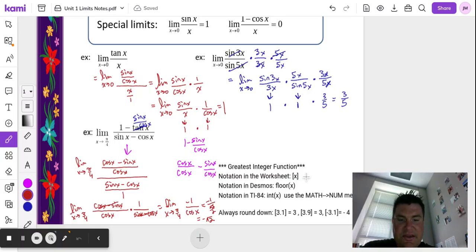You can also do the same thing in the TI-84. It's an int button. You can find the int of x using the math button. But anyway, the greatest integer function always rounds down. So like 3.1 becomes 3, 3.9 becomes 3. Be careful when you get into the negatives because it actually goes down. So negative 3.1 becomes negative 4. So that is what the greatest integer function is, but you can practice using it using your calculator. And that is going to wrap up our notes for today.